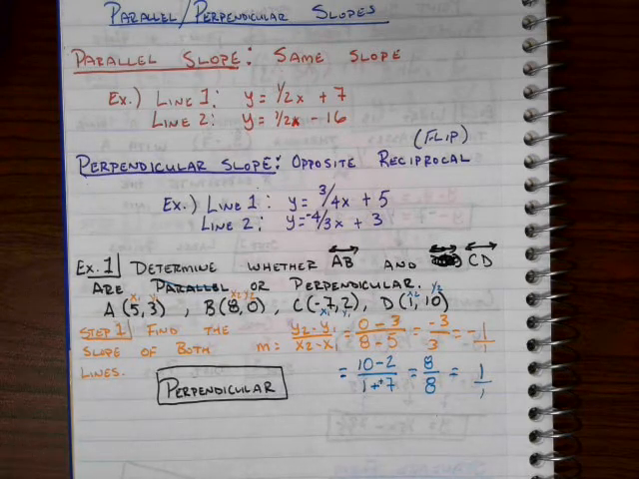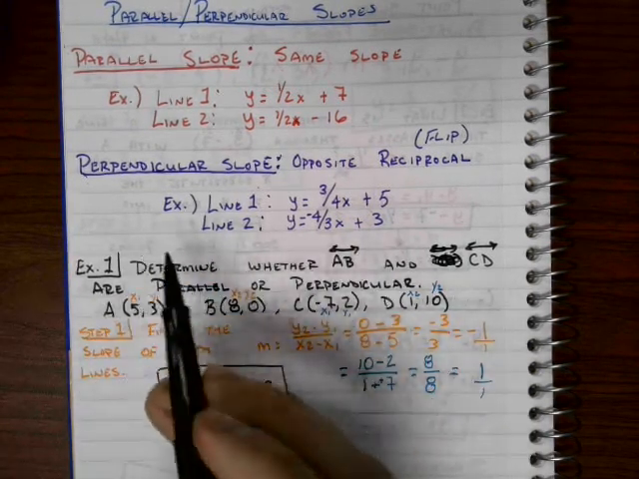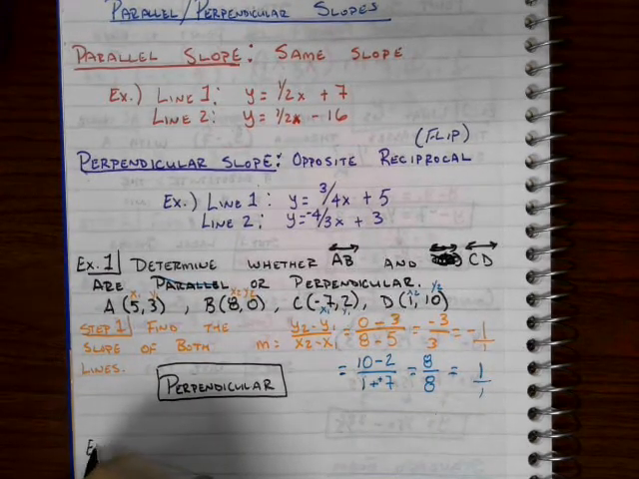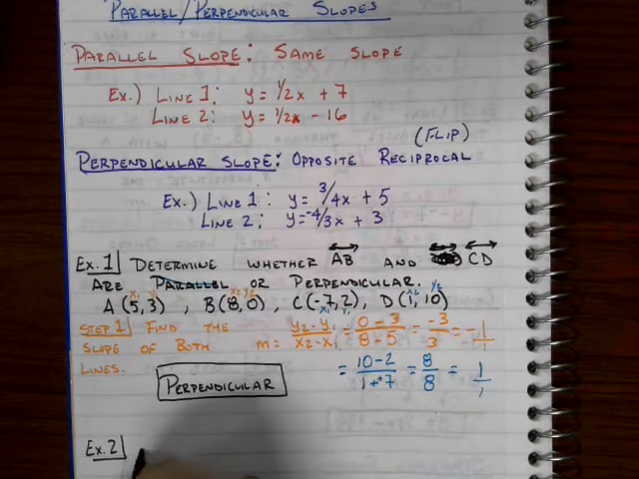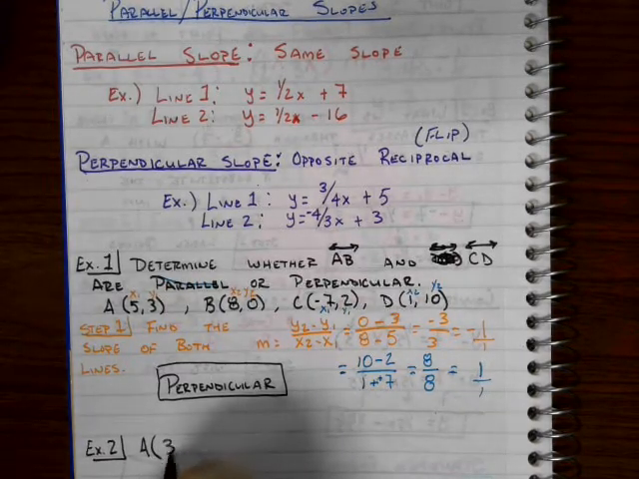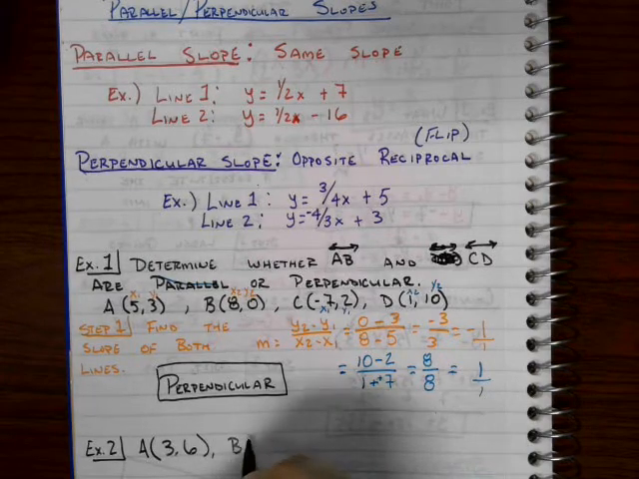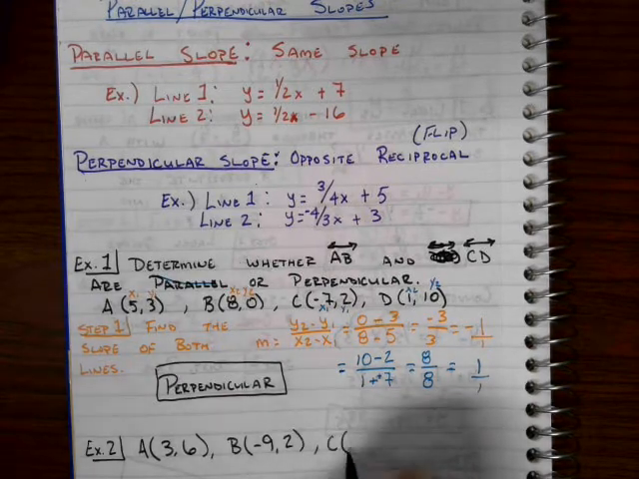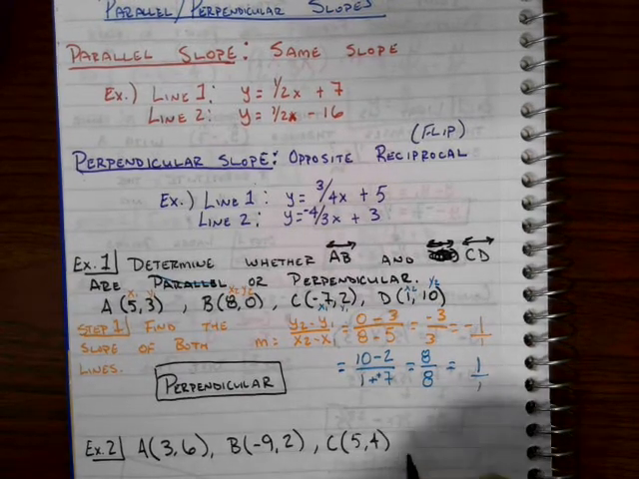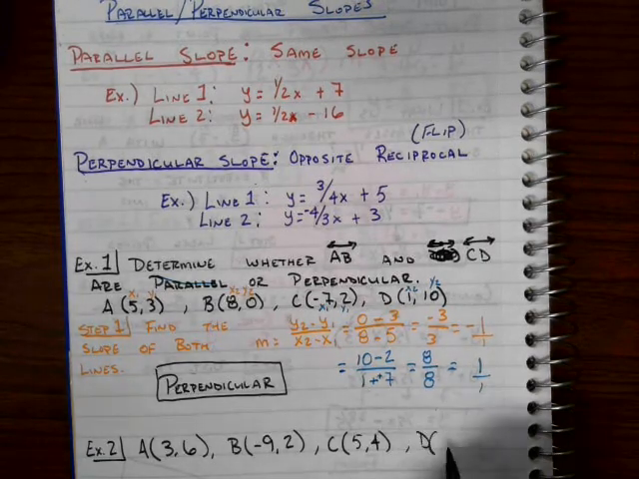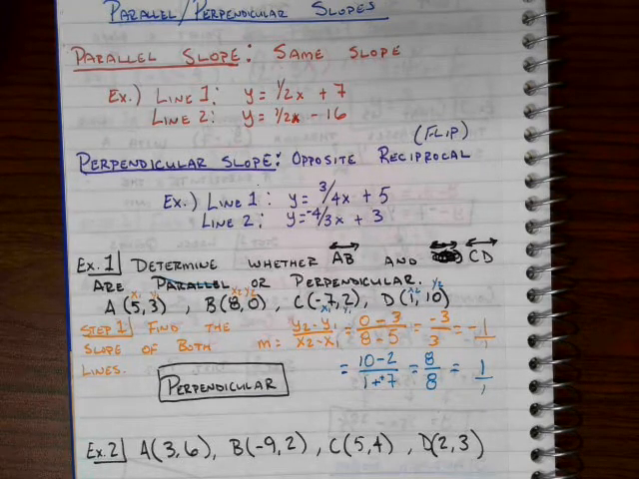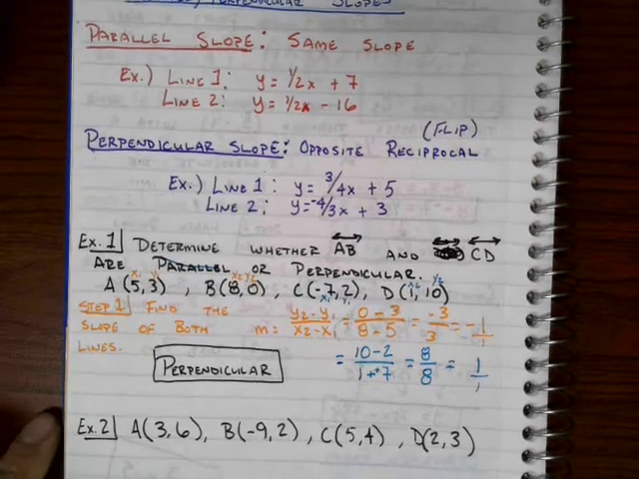I won't write this whole question, but we're going to stick with the A, B, C, D premise here. So everything's going to be A, B, C, D. So example 2, we're going to determine the same thing. Let's say my point A is 3, 6. B is negative 9, 2. C is 5, 4. And D is 2, 3. Give you guys a second to get that down. And again, if I'm going too fast, just yell at me.